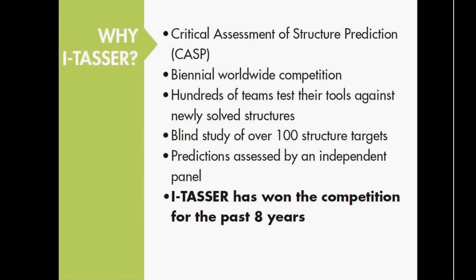Now, to explain this a little better, we'll have to go further into analysis of the CASP competition. Now, this CASP competition is the Critical Assessment of Structure Prediction competition. This is held every 2 years where hundreds of teams test their new structure prediction tools and algorithms against newly solved protein structures. Now, this particular competition entails a blind study over 100 different structure targets, and these predictions are assessed by an independent panel of scientists. Now, this I-TASSER algorithm out of the Zhang lab of University of Michigan has won the competition for the past 8 years.